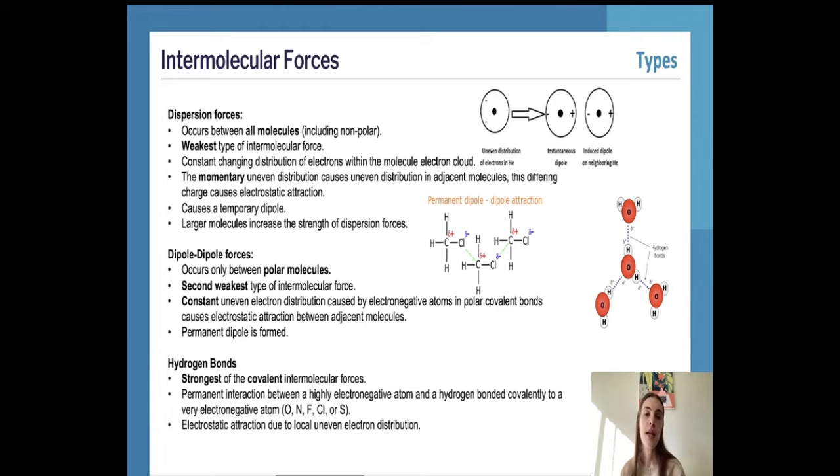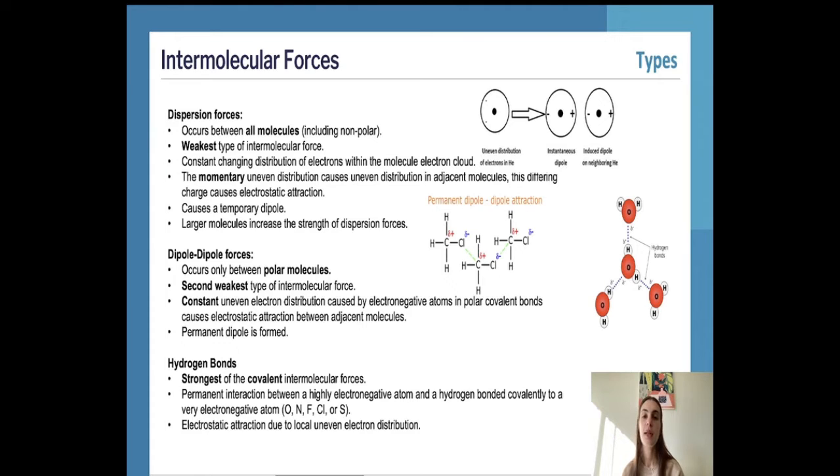Our next one is our dipole-dipole forces. And so these will only occur between polar molecules. They're the second weakest type of intermolecular force, but they're still reasonably strong. And so these occur when there's a constant uneven distribution between electronegative atoms in a polar covalent bond. And so this causes an electrostatic attraction between the adjacent molecules.